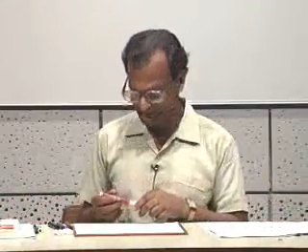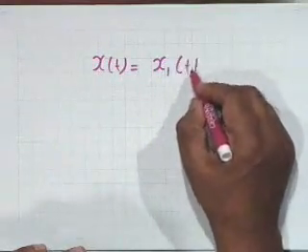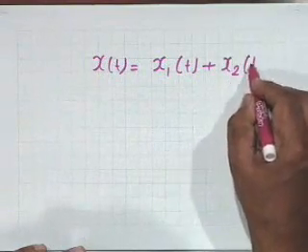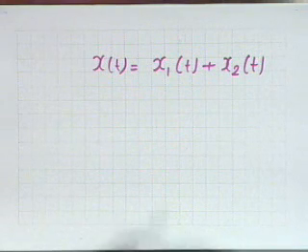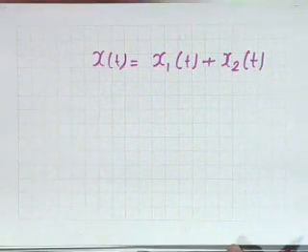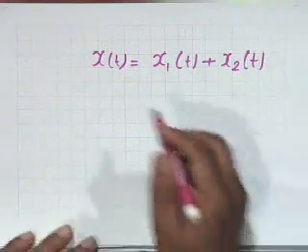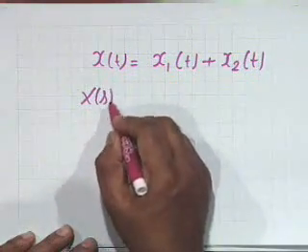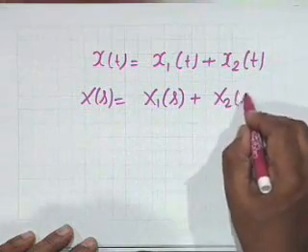Now, let's say our given function x of t is a combination or a superposition of two functions, x1 of t and x2 of t. Obviously, Laplace transform is a linear operation. Why? Because integration is a linear operation, and therefore capital X of s shall be capital X1 of s plus capital X2 of s.